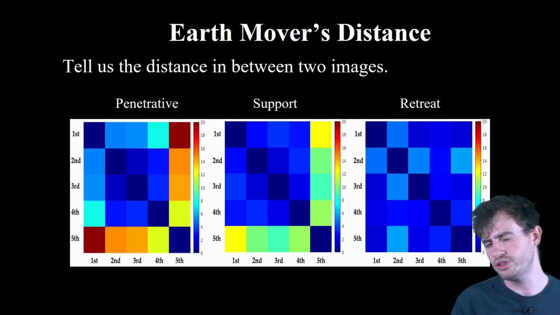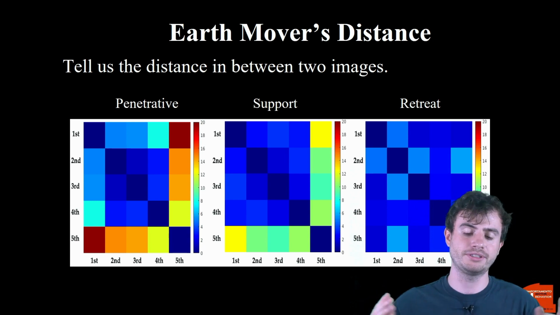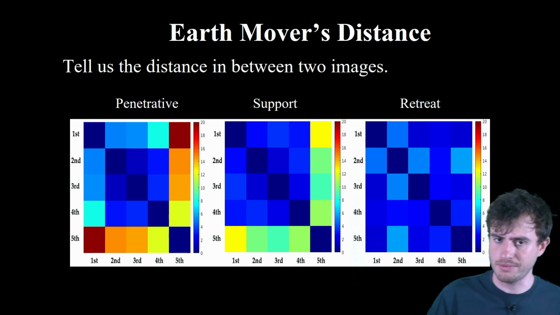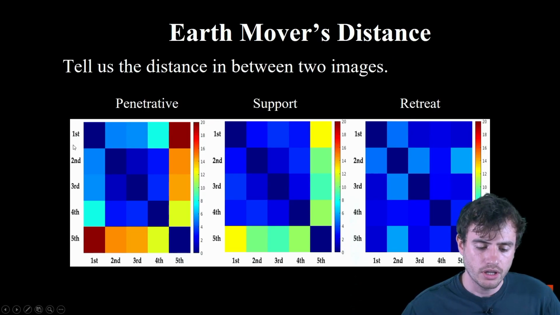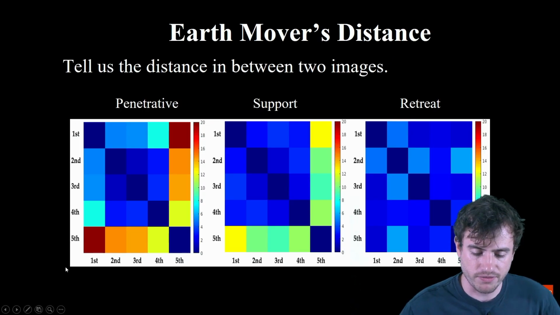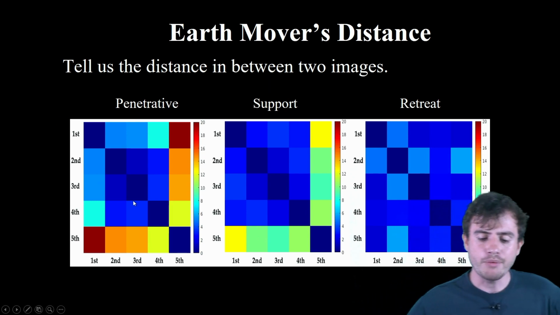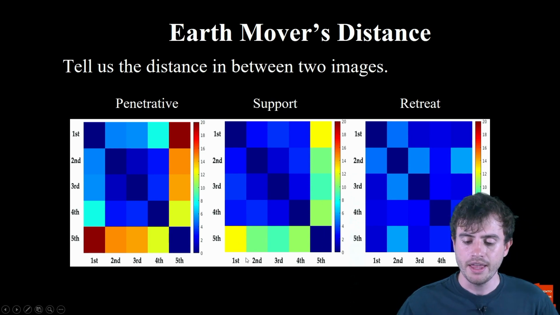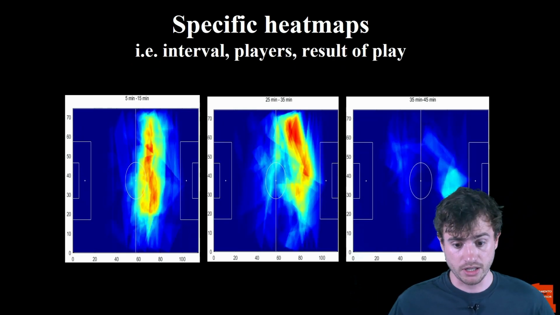So for this, we use the Earth mover's distance, which tells us the distance between two images. Higher values mean more distance, so the images are more different, and lower values mean the images are more similar. So here we see the comparison of the five games to each other for penetrative passes, support passes, and retreat passes. And we can see that the fifth game is more different from the other ones. We think this is a promising method to compare heat maps.